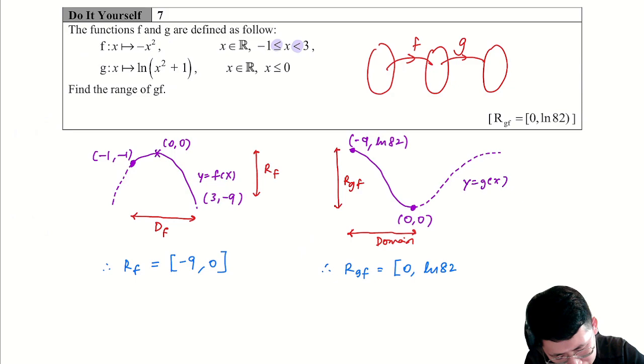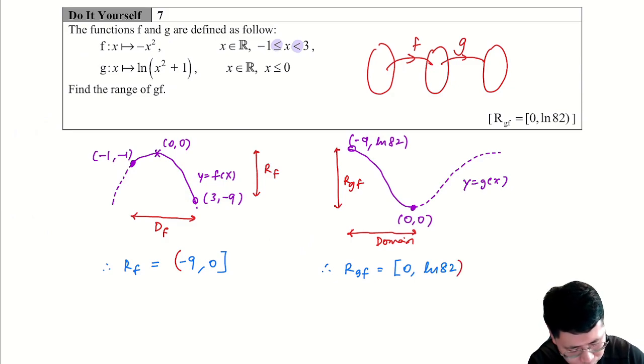So this one should be an open circle over here. And because of this, it should be an open circle over here as well. And then because of this, -9 cannot be equal. And because of this, the ln 82 also cannot be equal to ln 82.